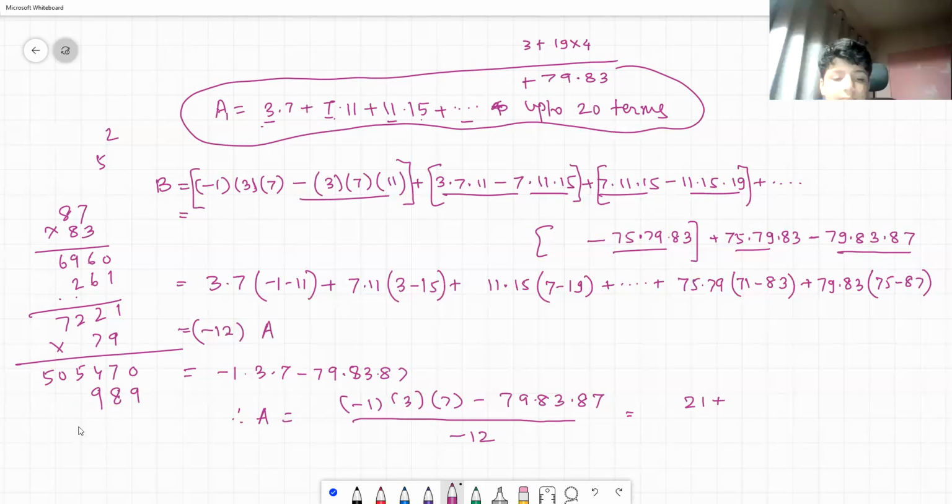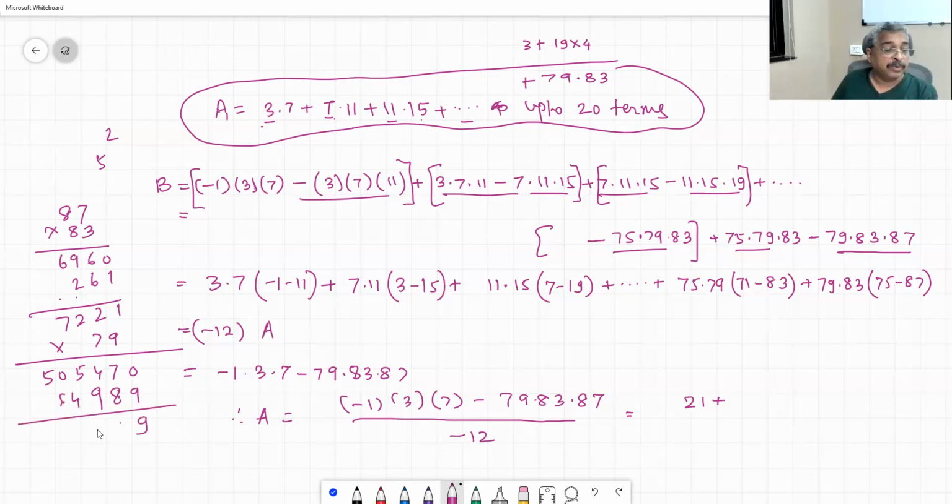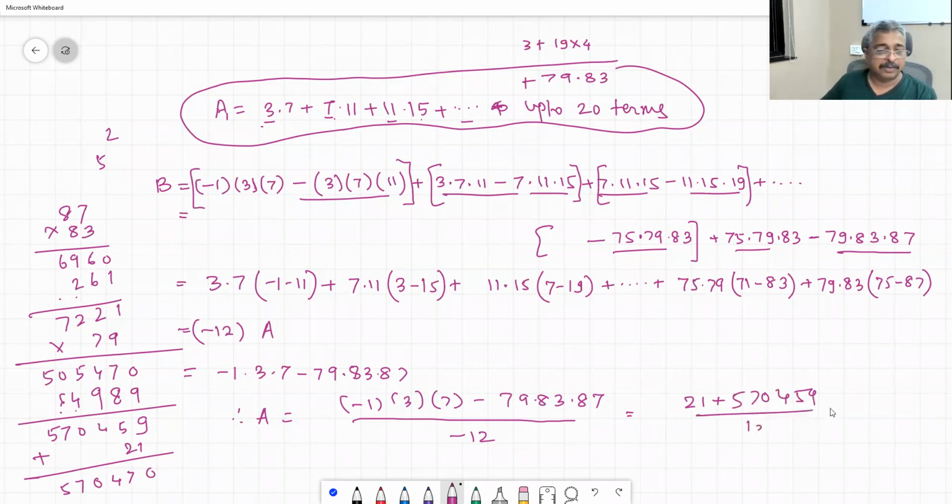Which makes it 9 5 4 0 7 5 plus 21 is equal, I should have deduced it, but anyway 570 459 divided by 12 is equal to, now I have a big task of dividing by 12, so this is equal to 570470 upon 12. Or 480.